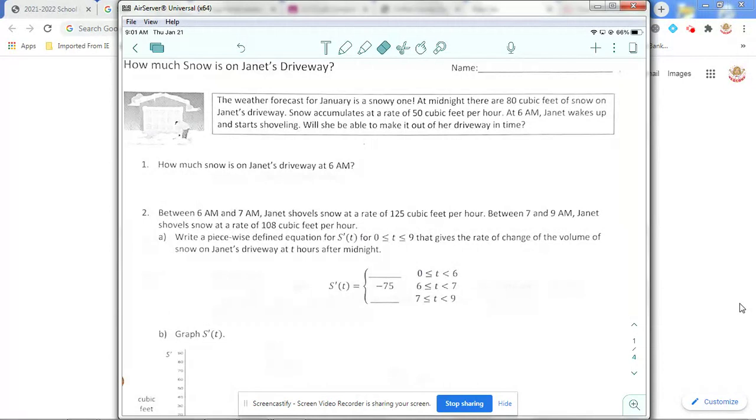The first question asks how much snow is on Janet's driveway at 6 a.m. So that needs to be the amount of snow there is at midnight, and then how much accumulates between midnight and 6 a.m. At midnight, there's 80 cubic feet. And then it snows at 50 cubic feet per hour for 6 hours between midnight and 6. So that is going to be 380 cubic feet.